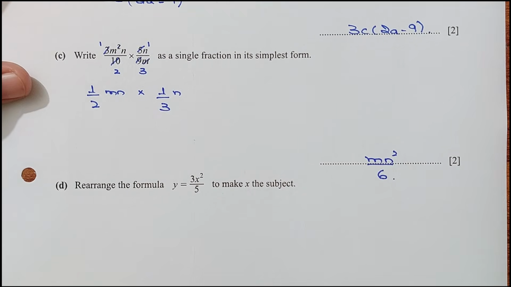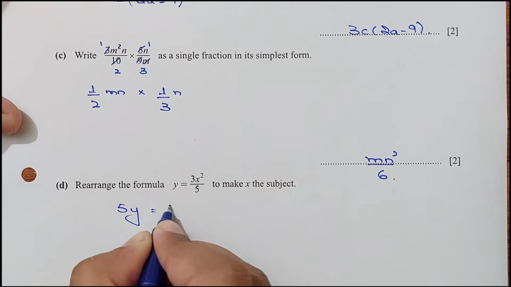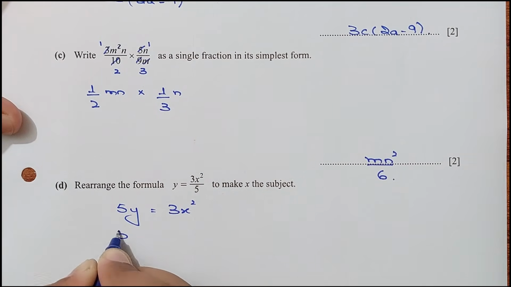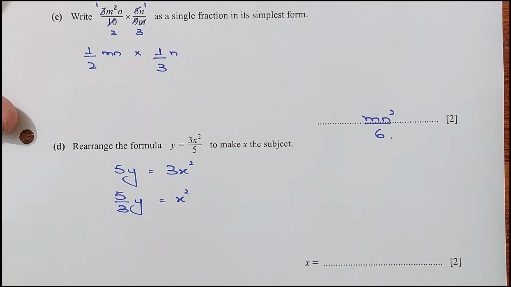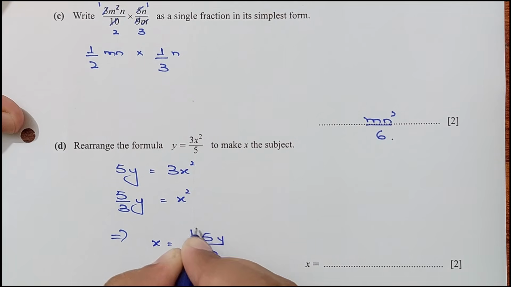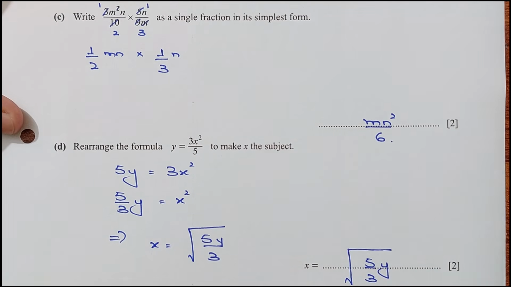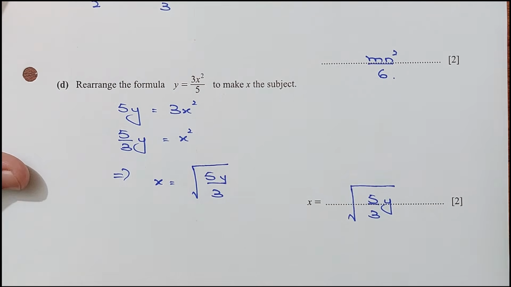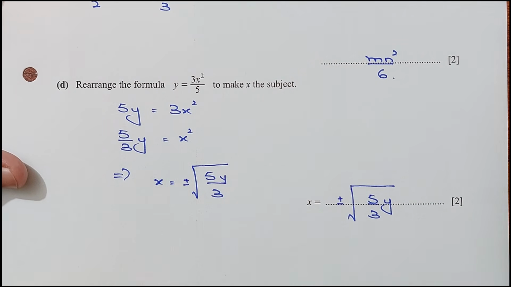Part D, rearrange the formula to make x the subject. Cross multiplication: 5y equals 3x squared. So 5y over 3 equals x squared, and to get rid of the square we have to take the square root. So the x value is the square root of 5y over 3. This is plus or minus, because when we are taking a square root we have to use the plus minus sign.